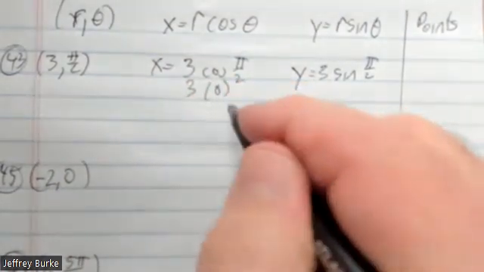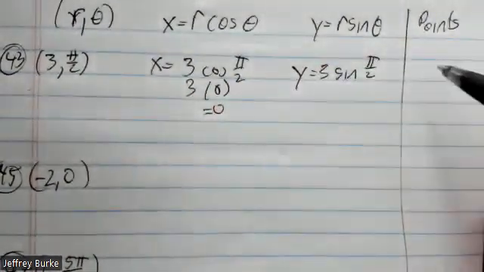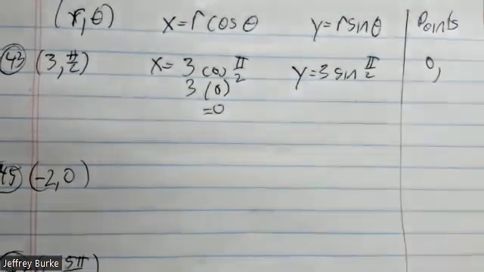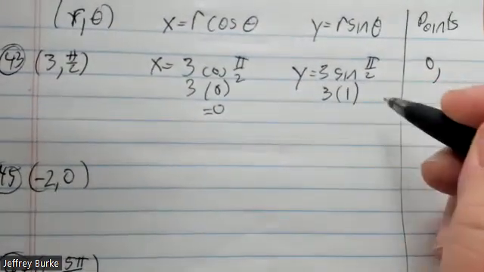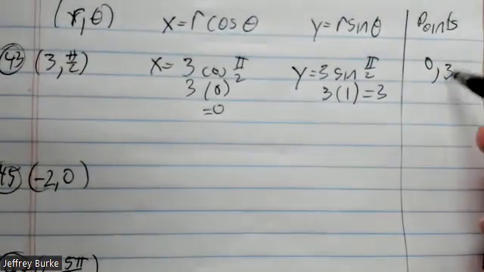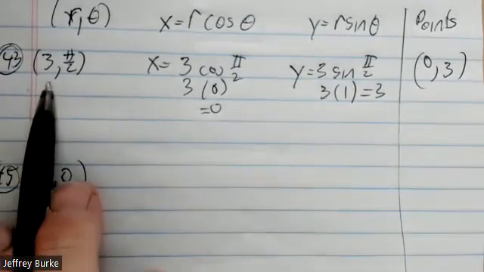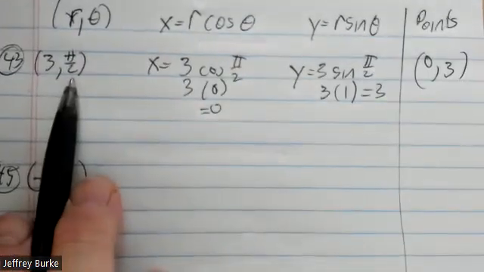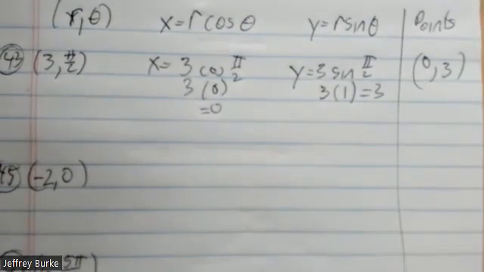Cosine of pi over 2, that's 0, so that's gonna be 3 times 0. So that'll be 0. Sine of pi over 2, that's equal to 1, so that's gonna equal 3. So the point (3, pi over 2) in rectangular form is gonna be the point (0, 3).